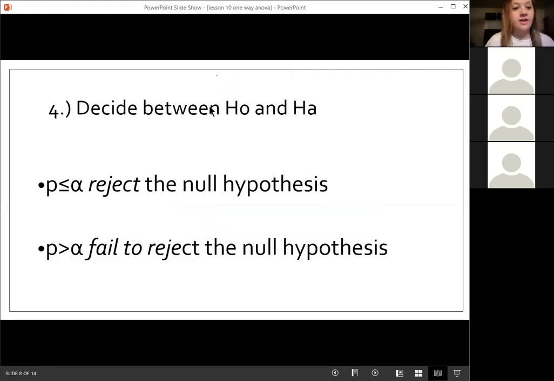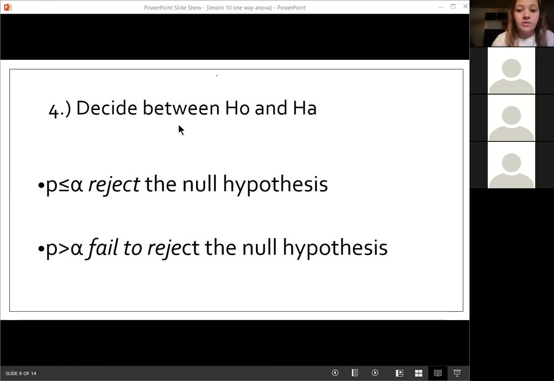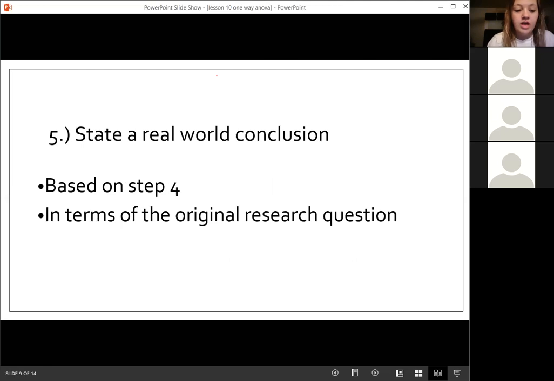Okay, so our fourth step, you want to decide between the null and alternative hypotheses. So remember, a p-value less than alpha, reject the null hypothesis, and if it is greater than alpha, we fail to reject. And then we have this answer, but we want to make it applicable to real life. So you're going to take whatever you found in step 4 and make a conclusion in terms of the real world, or in terms of your original research question and the actual variables that you're talking about there.